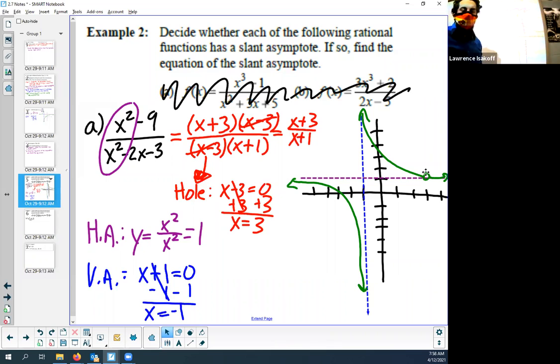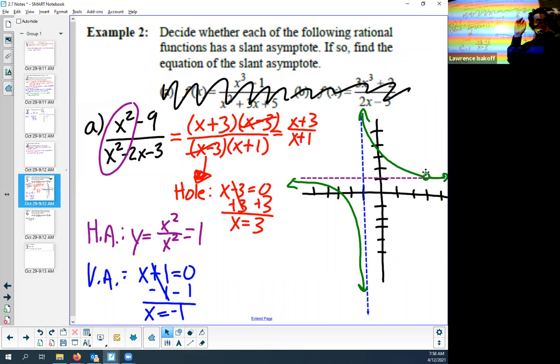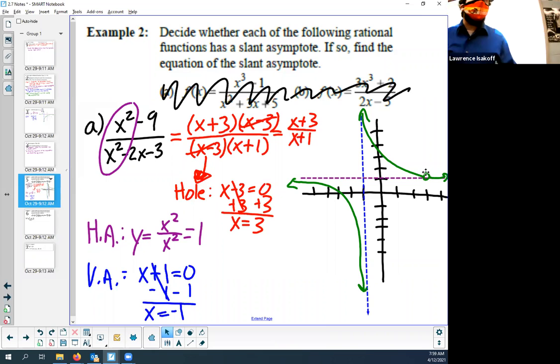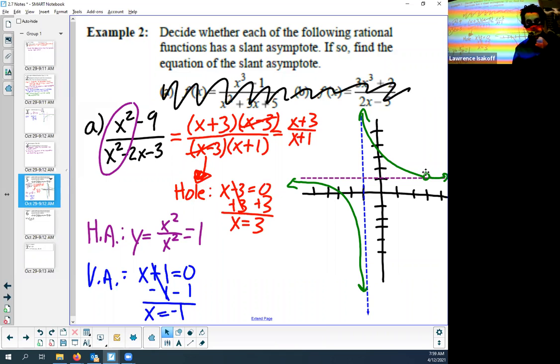Please notice I included the hole in our graph. So I just put an open circle when x is 3. So where x is 3, just left a little gap there for my hole. Any questions about this one?